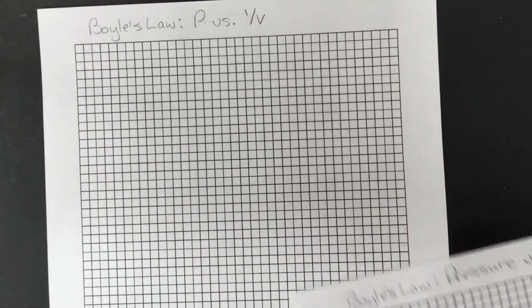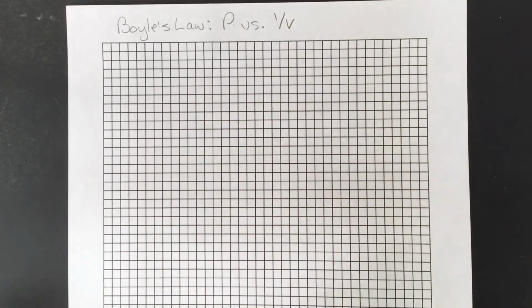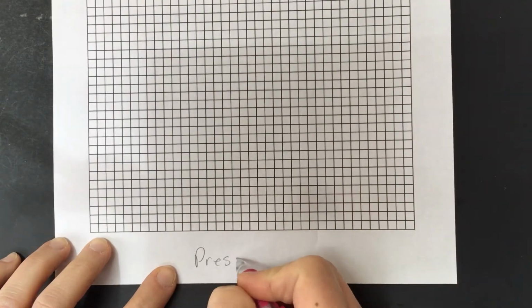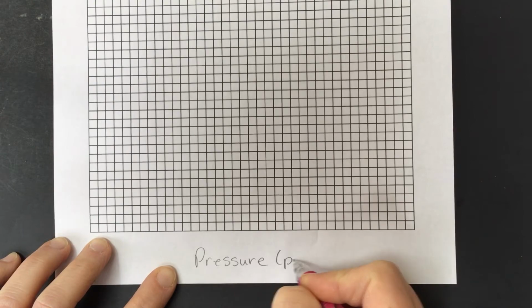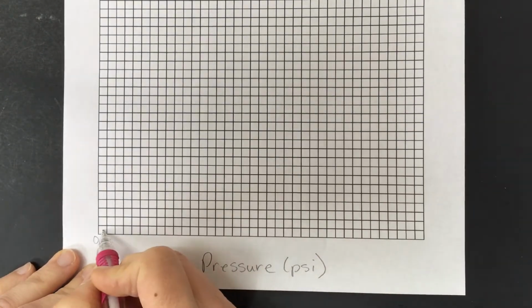Okay, I've lost my graph here. I had one all set up and ready to go. Okay, oh, here it is. I found it. Okay. So I gave it a title, Boyle's Law, P versus 1 over V. And again, the first thing we do is we put pressure down here. Now these values are exactly identical to your other graph, so just copy what you did for your other graph.